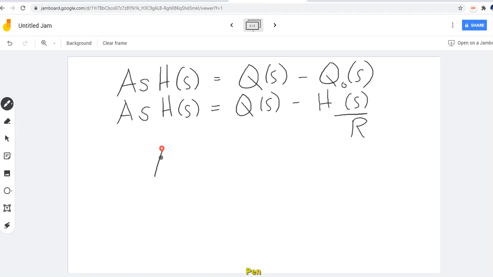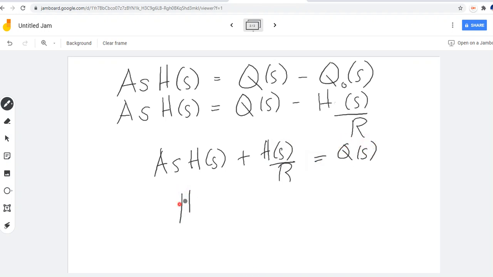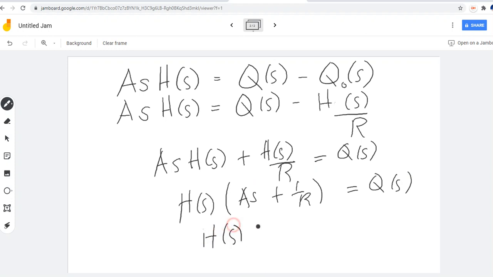So you will have something like A S H of S plus H of S over R equal to Q of S. Then we will factor out H of S on the left side, giving us AS plus 1 over R being equal to Q of S. Now we will simplify this and copy only the H of S. What we have here is ARS plus 1 over R, and this is equal to Q of S.